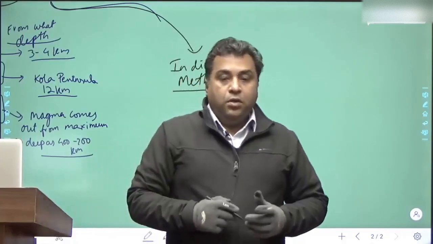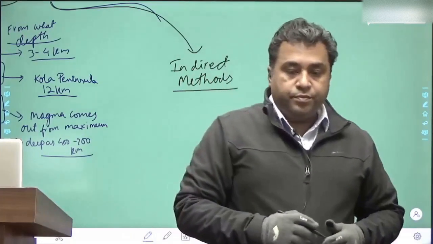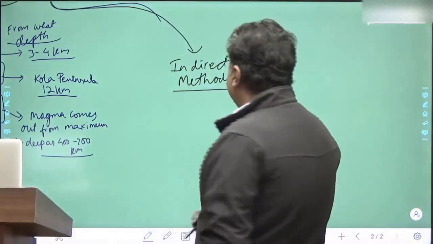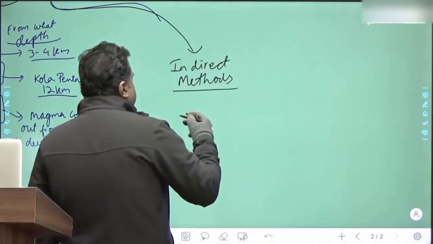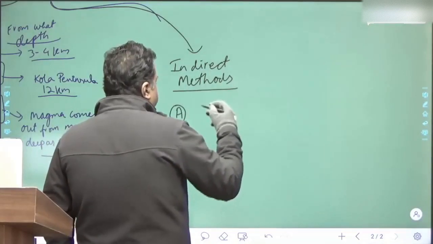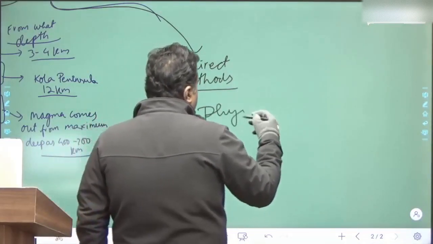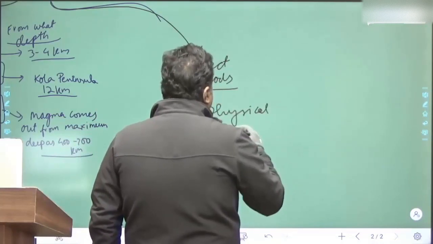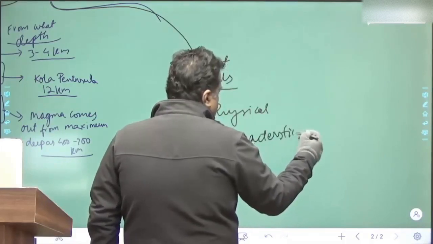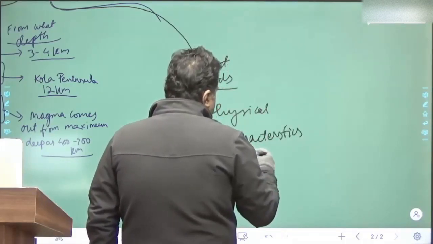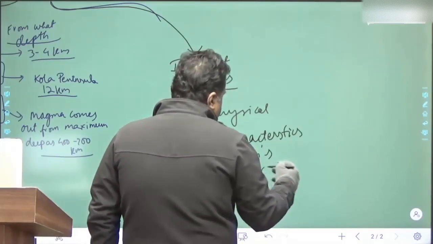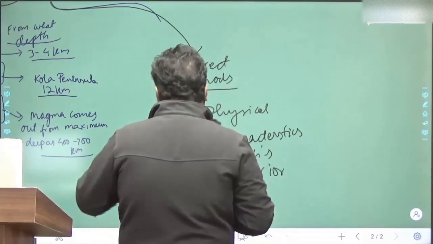So, when we talk of these indirect methods, you have different aspects, different groups. The first is physical characteristics of Earth's interior. Please do write all of them. Physical characteristics of the Earth interior, that is the first group.